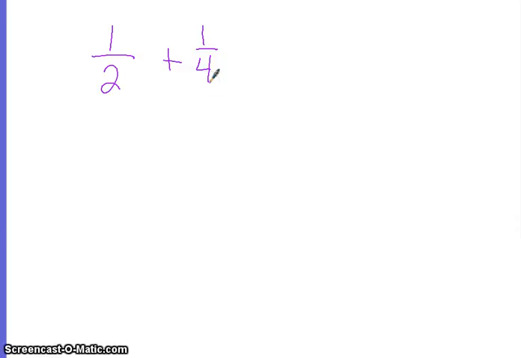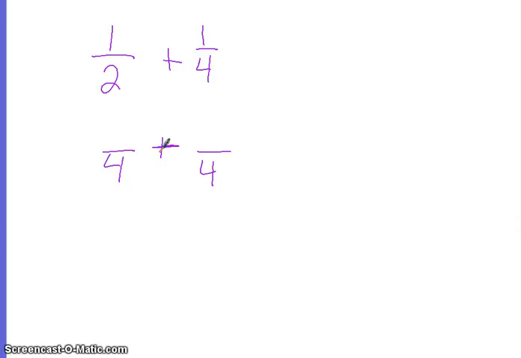So we have to figure out what multiple of 2 and 4 we can make our denominator. Well, we know that 2 goes into 4 because we really want to get the least common multiple. So 2 goes into 4, so we can make our denominator 4. So our denominators are now 4, but we have to figure out what our new top number is.